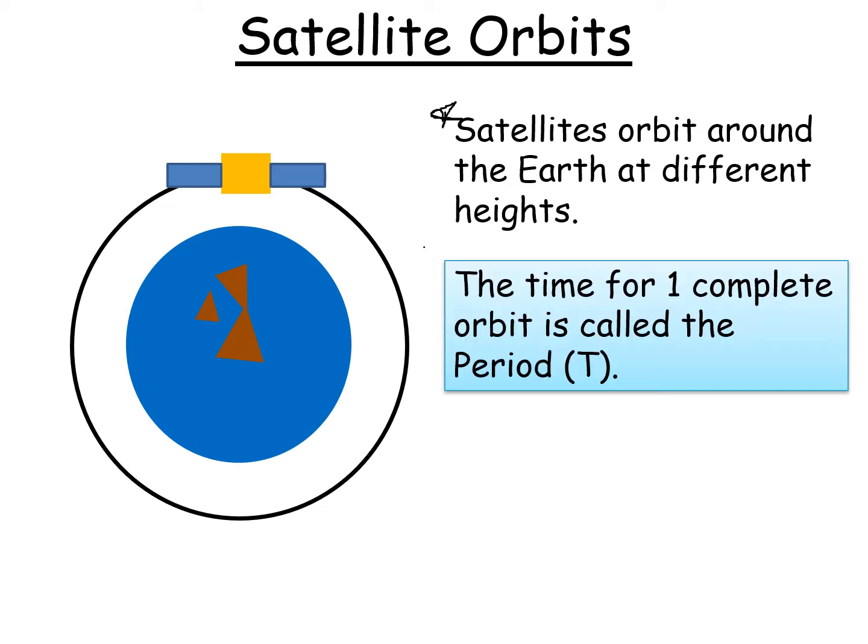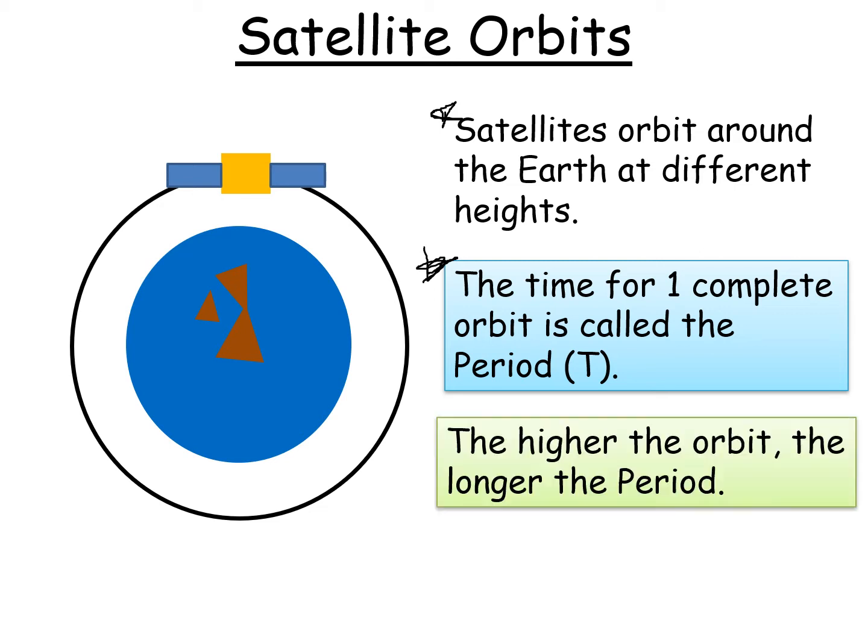And this one here, I really want to put a wee box around it once you've written it down. The time for one complete orbit is called the period. So this is the time it takes a satellite to go around the Earth once, called the period. It's a bit like how you have a period in school, which is the time it takes for one lesson to happen for a subject.